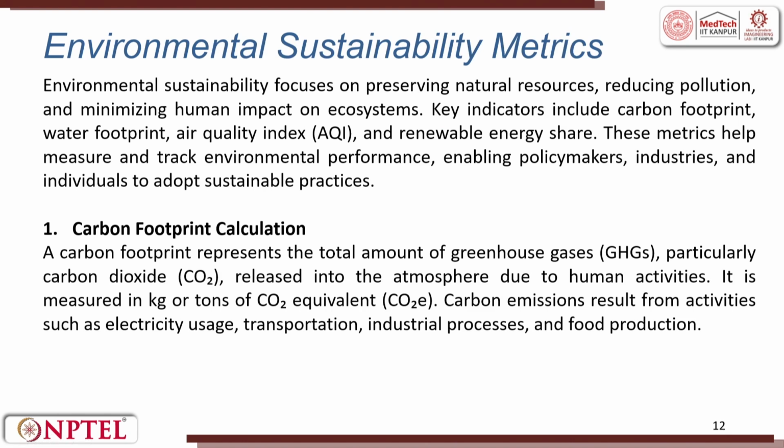Then comes the environmental sustainability matrix. Environmental sustainability focuses on preserving natural resources, reducing pollution and minimizing human impact on ecosystems. Key indicators include carbon footprint, water footprint, air quality index, and renewable energy share. These metrics help measure and track environmental performance, enabling policymakers, industries, and individuals to adopt sustainable practices.